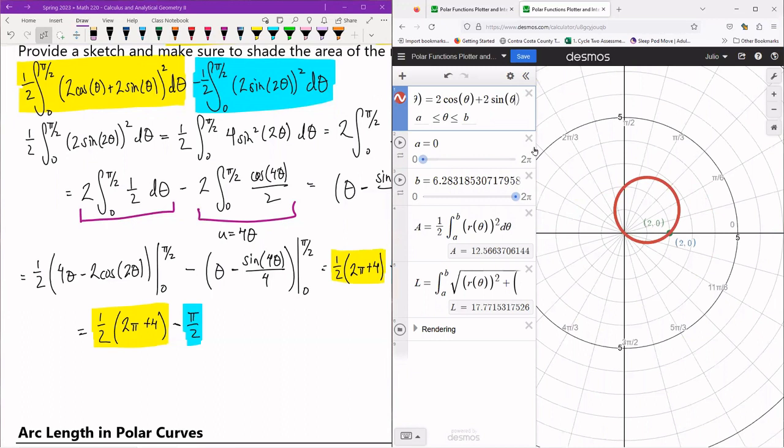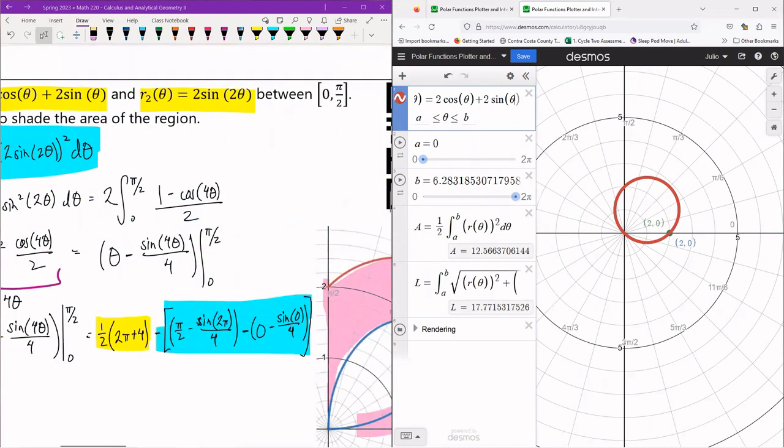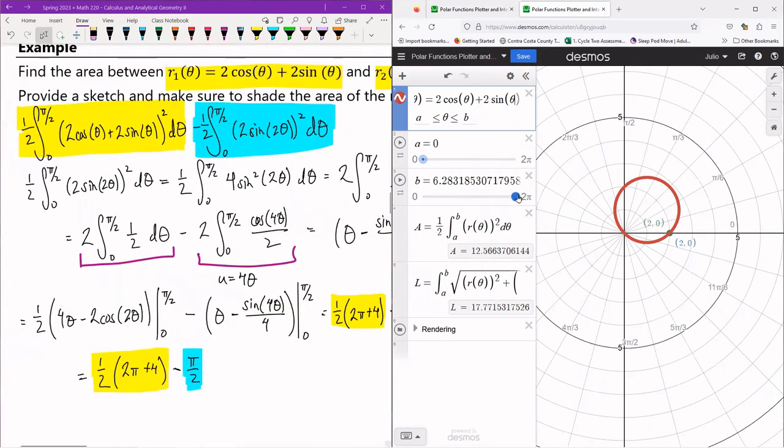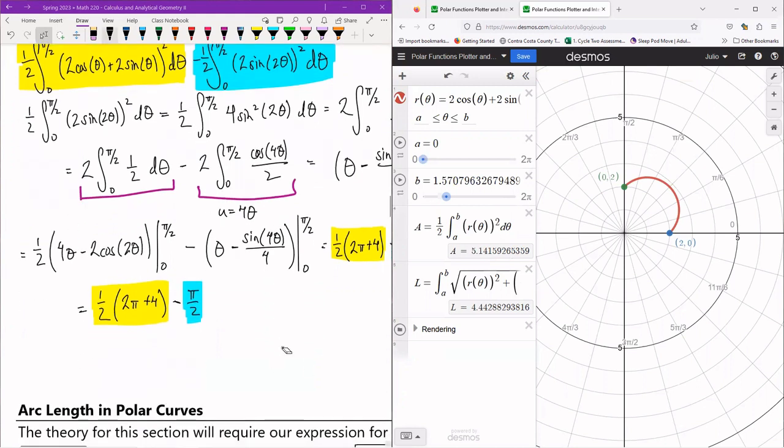So, did I type that in right? Yes, I did. And we wanted it from 0 to pi over 2, so I'm going to go ahead and go from 0 to pi over 2. Pi over 2, you guys remember, is about 1.57, so that's that length right there. That area was 5.141. So let me scroll down a little bit. Now we need to put some numbers on here. So this is 5.141, 159 and change, dot, dot, dot.